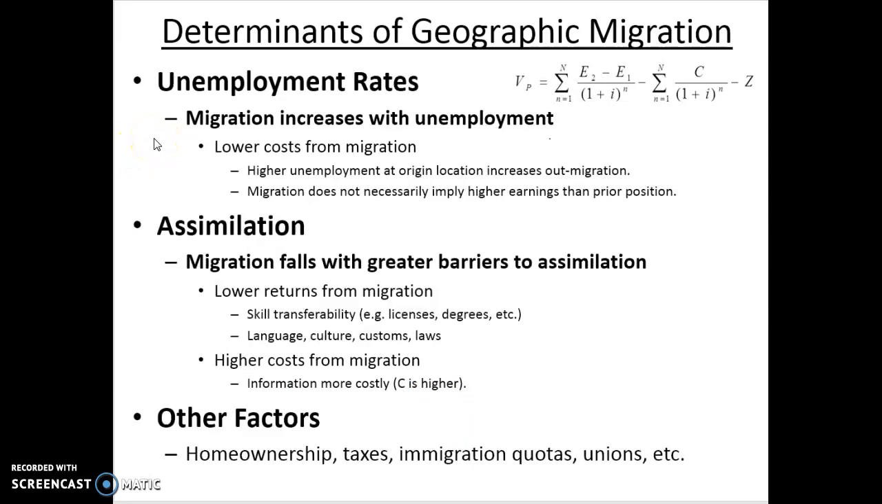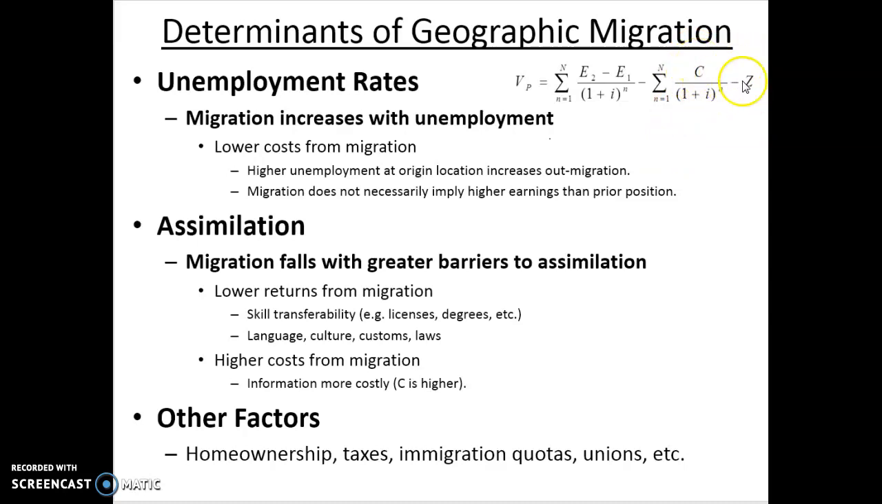Unemployment rates also influence geographic migration. Migration will increase with unemployment, in particular at the origin location. We've seen this in the past, during the Great Recession, with a lot of people leaving high unemployment regions like Detroit and Baltimore. Those cities got disproportionately hit, and the higher unemployment pushed people to migrate. Well, in our model, that's because they're giving up less. So C is actually lower.